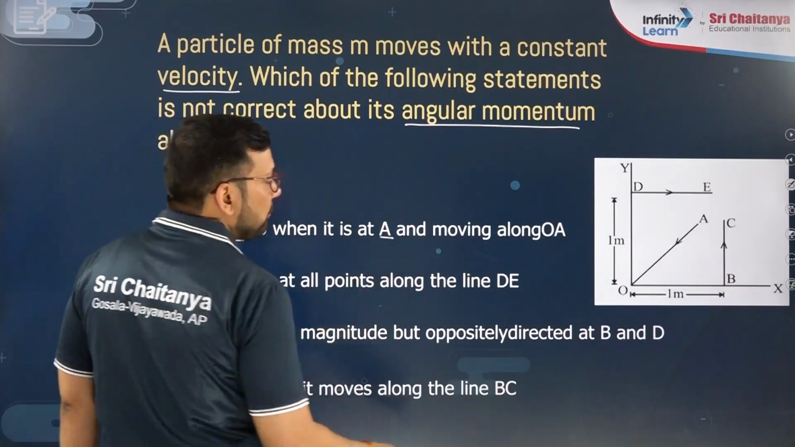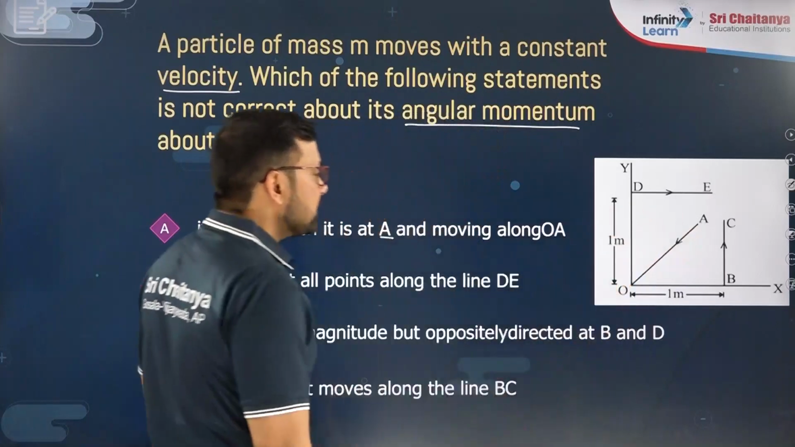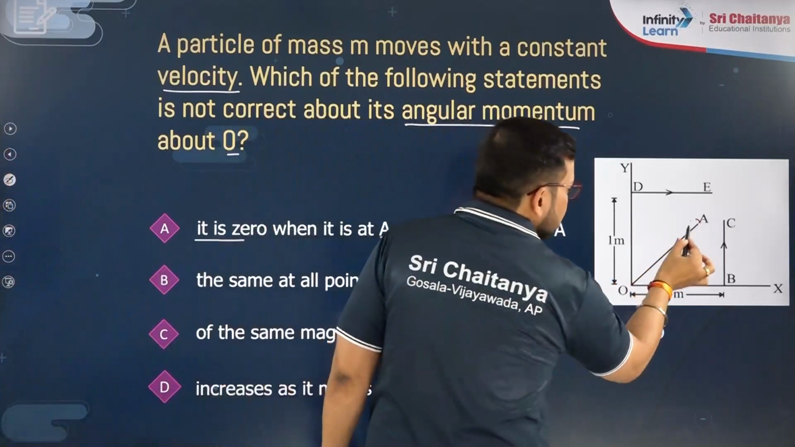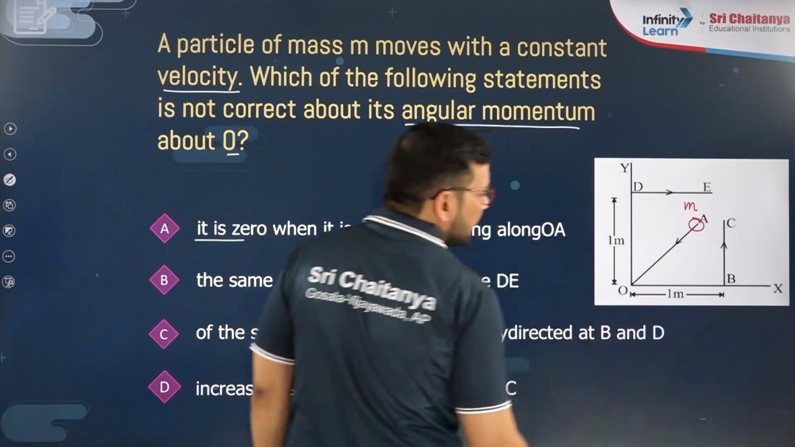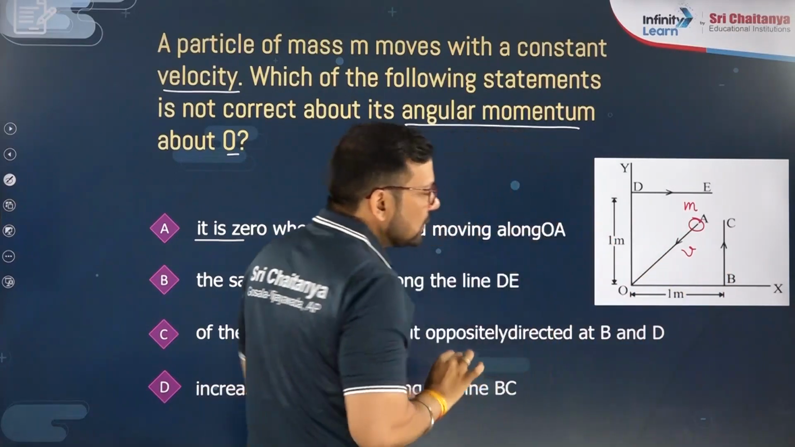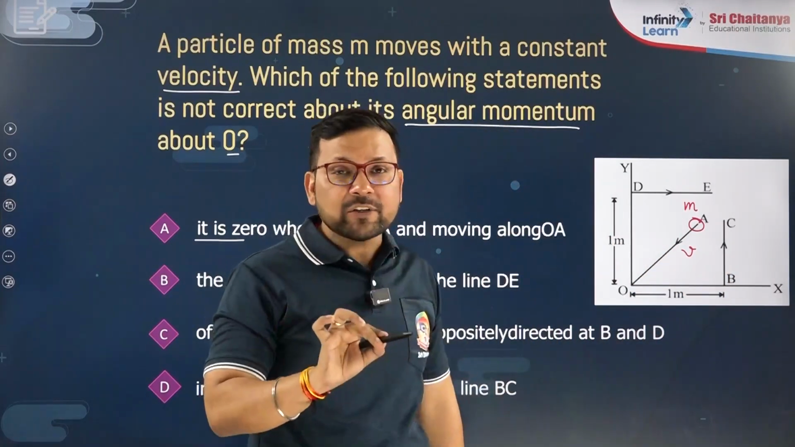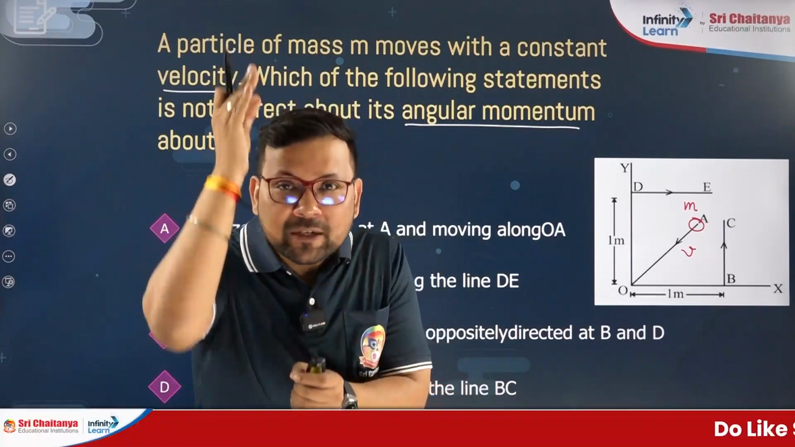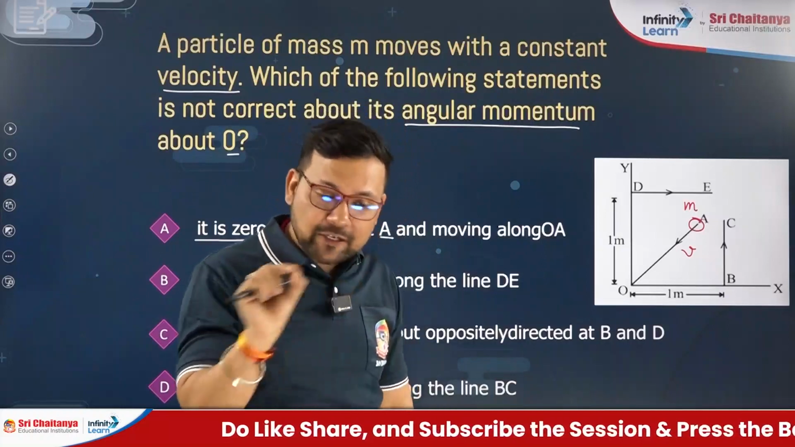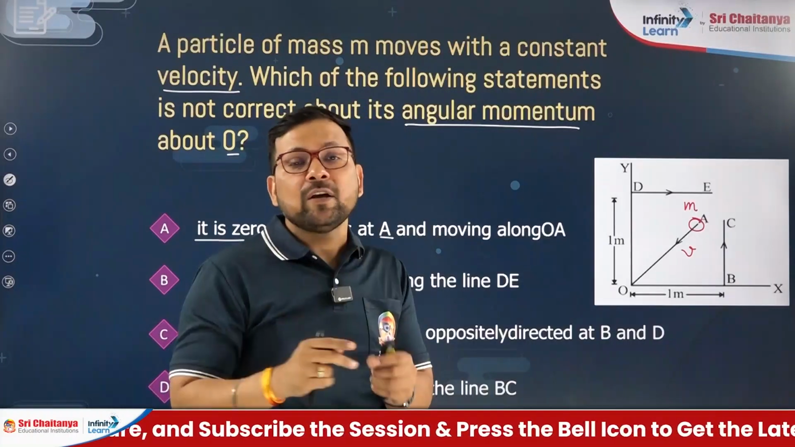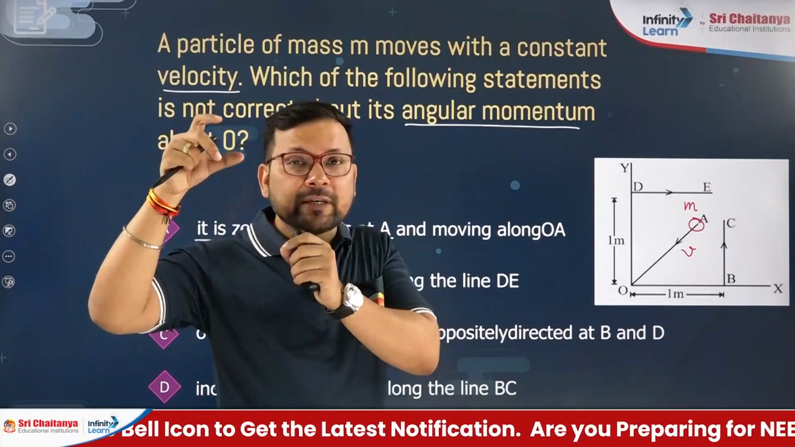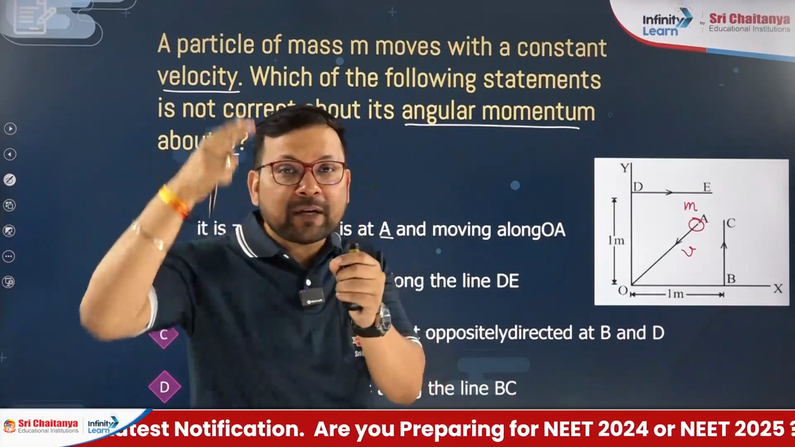Now angular momentum about O, it is clear I have to use MVR, is 0 when it is at A. Where is the particle? Particle is at A point. At A point your mass m is there. Velocity, let's say this arrow is velocity, so we have the momentum also, mv. But mv is not sufficient. mv needs to have a perpendicular distance also. From where? The distance from the point of rotation to the point of velocity. These two points will have a perpendicular distance.